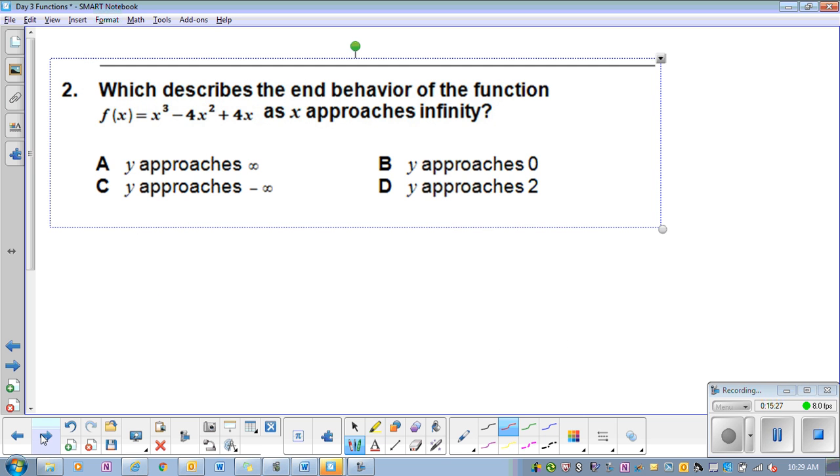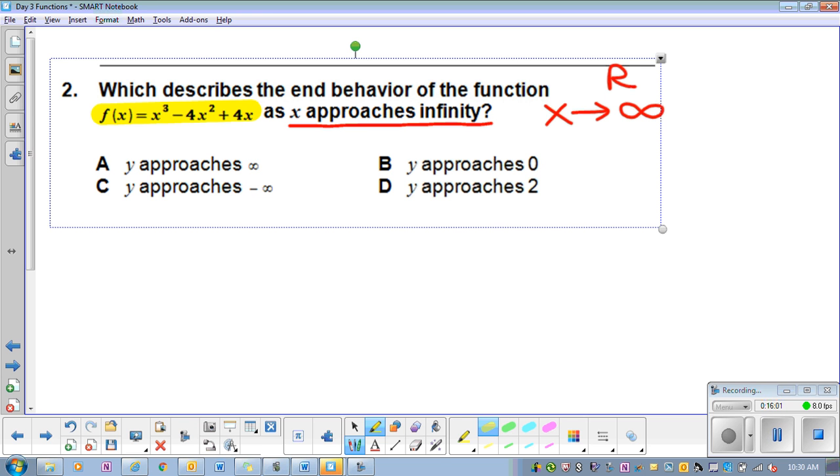All right, which describes the end behavior of the function as x approaches infinity? Guys, x approaches infinity. Which arm are we talking about? Left or right? Right, good. If you're on the x-axis and you're going towards infinity, it's talking about the right. So what you can do, you have some options here. You can put this whole thing into your calculator and look at what the right arm is doing.